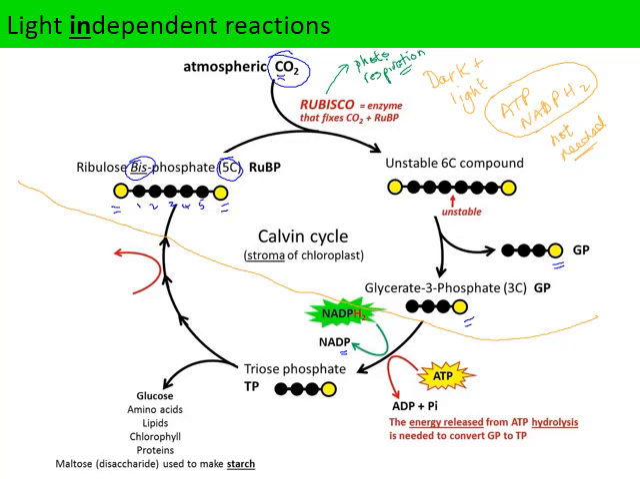Now, the triose phosphate can also be used to regenerate the ribulose bisphosphate as the starting material for rubisco. Now that will require some ATP, the energy released from the hydrolysis of ATP, to drive the conversion of triose phosphate back to ribulose bisphosphate, the regeneration of ribulose bisphosphate.